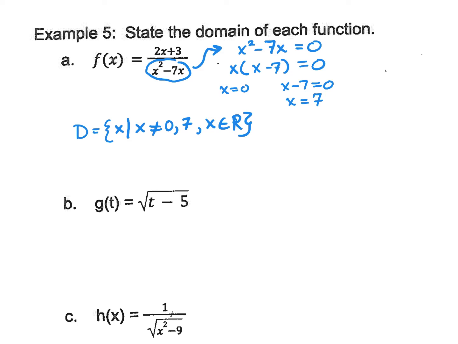Now, here's the hard question. What's the interval notation for this? This is where you do the number line. If I were to do a number line sketch here, what 2 numbers would I put open circles on? 0 and 7.